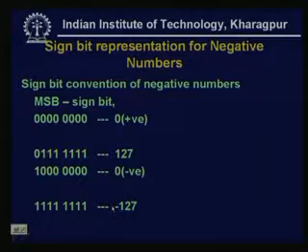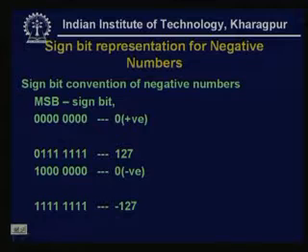Now, we see the negative number representation. See, the one thing we know, the sign bit representation for negative numbers, because we are mainly discussing the subtractor, and subtractor we have represented as if this is an addition. So, addition of negative numbers. So, how can we represent the negative numbers? That is one very important thing in this context.